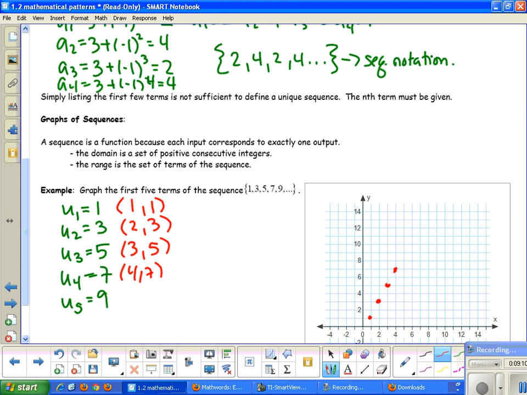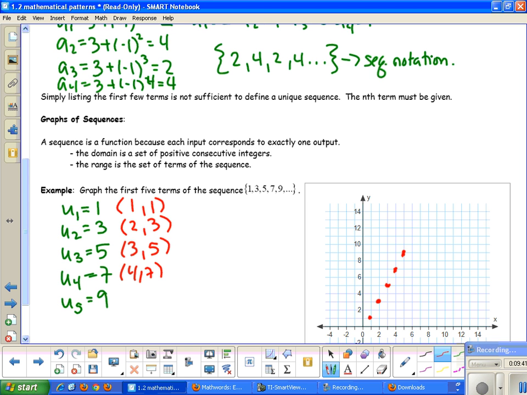And then the last one would be (5, 9). This pattern does continue on, but notice that these are discrete points. I am not going to connect them with a line because I can't have values in between 1 and 2 or 2 and 3, etc., because each term has to be a positive consecutive integer. So this is what my graph would look like, and of course I could continue on.